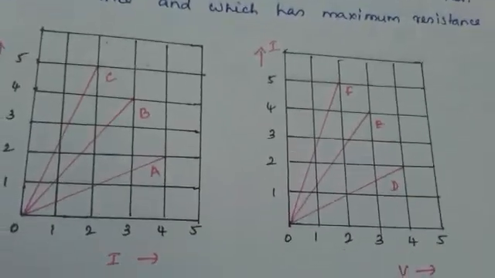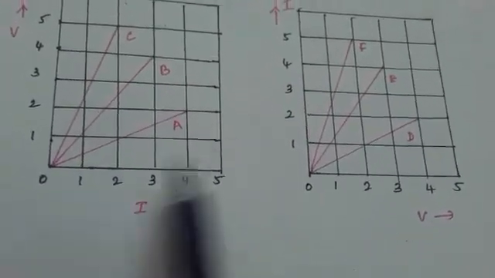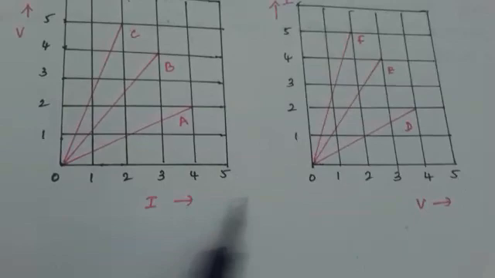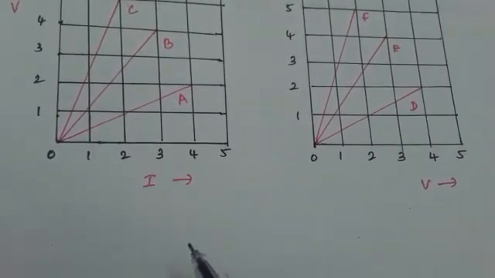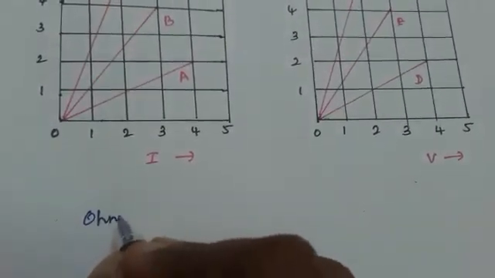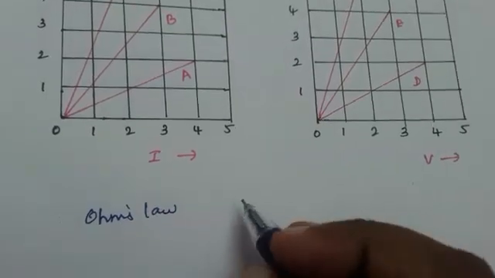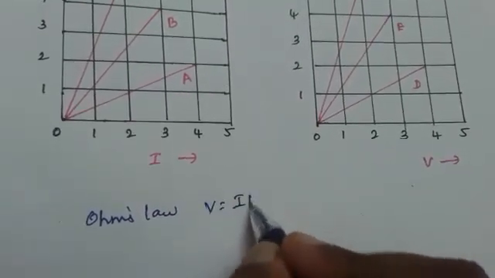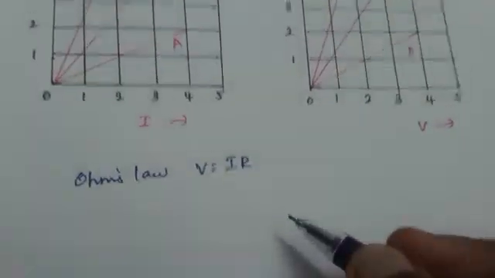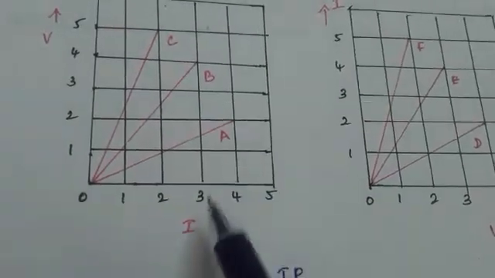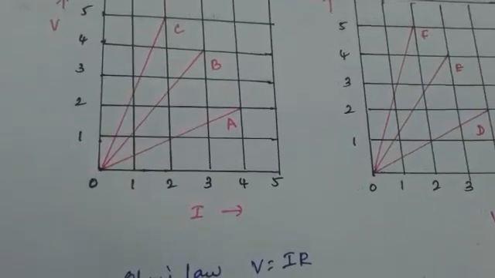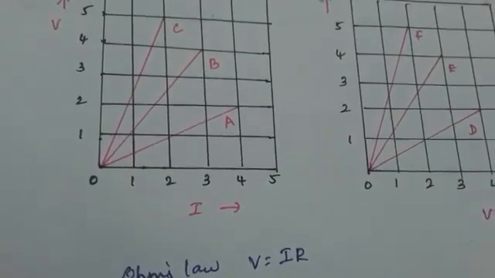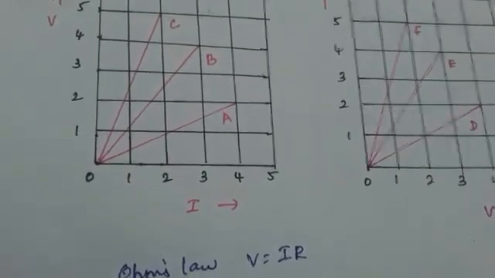Now we have to find out the resistances of the conductors. To find the resistance of the conductor, we are going to use Ohm's law. You know Ohm's law. According to Ohm's law, V is equal to IR. So in the first graph, the resistance, R is equal to V by I, which is nothing but the slope.